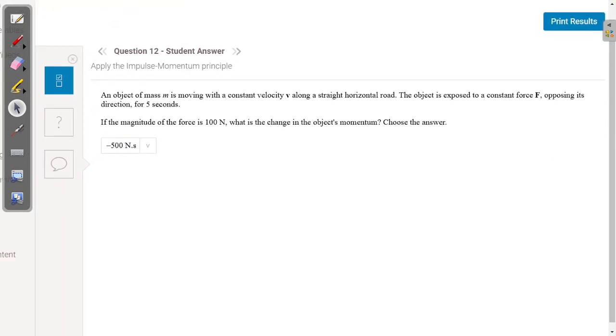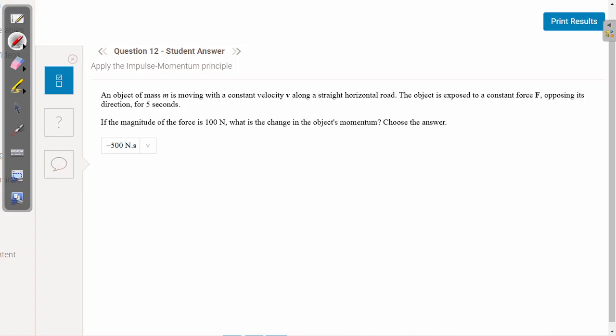An object of mass m is moving with a constant velocity v along a straight horizontal road. The object is exposed to a constant force F opposing its direction for 5 seconds. The magnitude of the force is 100 newtons. What is the change in the object's momentum?